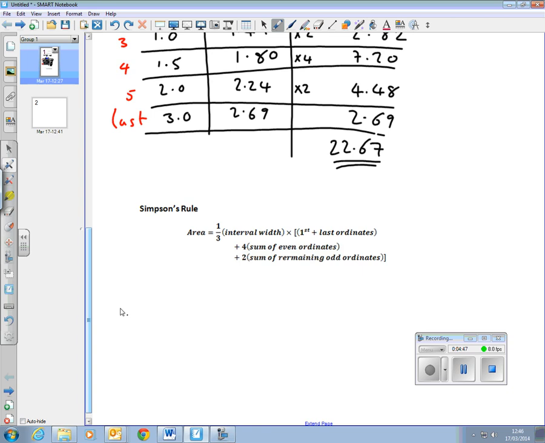So now I just put these values into Simpson's rule. So the area equals 1/3 times the width, interval width, which is 0.5, times that total, which is 22.67. And that will give me an approximate value for the area underneath the curve. And this gives an answer of 3.78 to 3 significant figures.